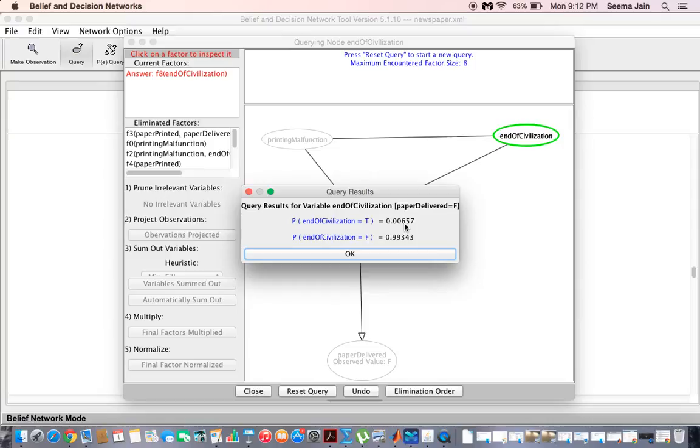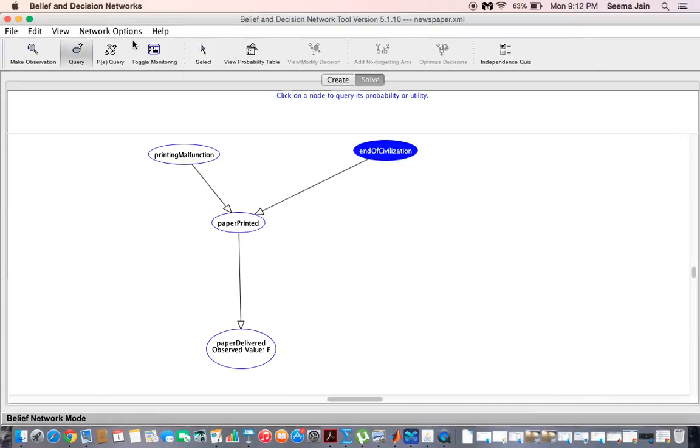So observe that the prior probability for end of civilization being true was 0.001. After we observe that the paper has not been delivered today, it increases to a probability of 0.006. So that is one scenario. Let's look at some other case now.